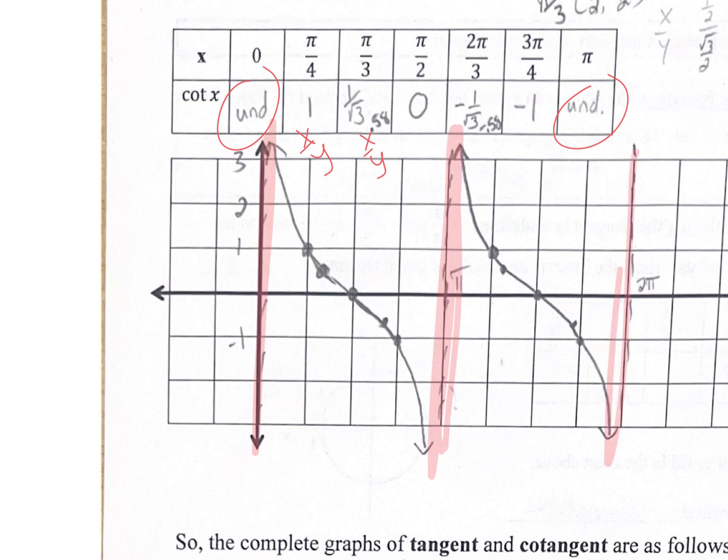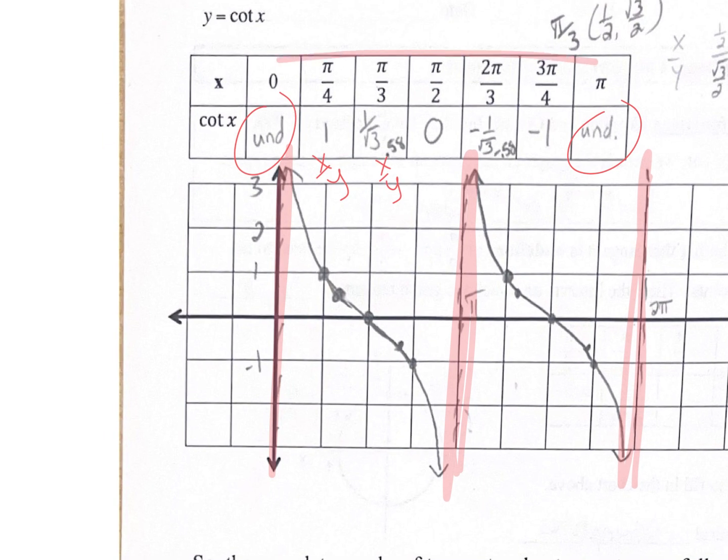And then again at 2 pi. And we have asymptotes at every version of pi. So pi, 2 pi, 3 pi, 4 pi, and so on. And then if we sketch these points from here, the points would be, you can see them on the graph there. Pi over 4 is at 1. 3 pi over 4 is at -1.